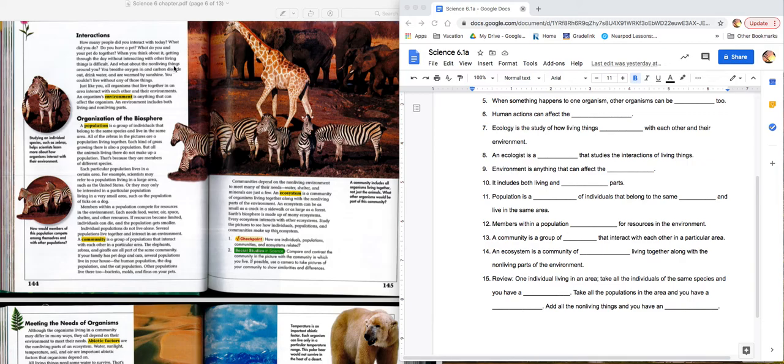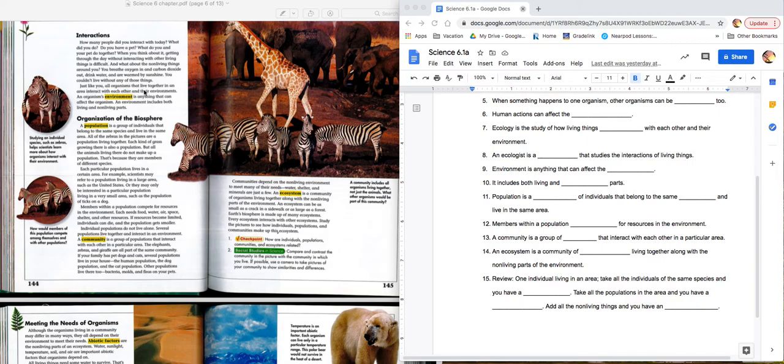And what about the non-living things around you? You breathe oxygen in and carbon dioxide out. You drink water, you're warmed by sunshine. You couldn't live without any of those things. Guys, I want to keep stressing, non-living is not dead. Dead was you were once alive. Non-living is you never had life. So oxygen, carbon dioxide, water, sunshine, those are the non-living things. We're going to talk about that a lot in this chapter.